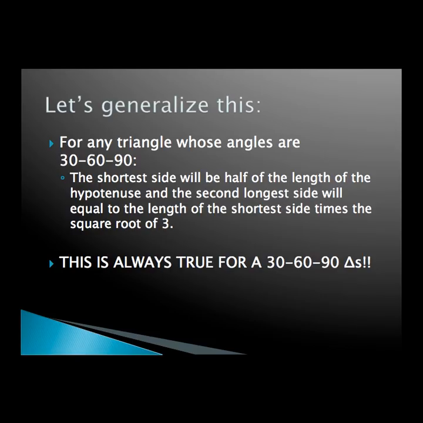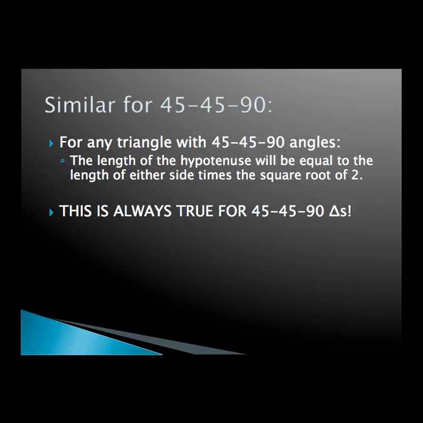Let's just generalize this. For any triangle whose angles are 30, 60, 90, the shortest side will be half the length of the hypotenuse, and the second longest side will equal the length of the shortest side times the square root of 3. This is always true for any lengths of a right triangle that is 30, 60, 90. The same is true for 45, 45, 90.